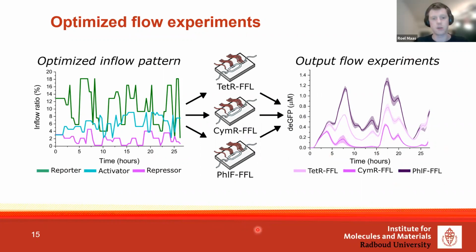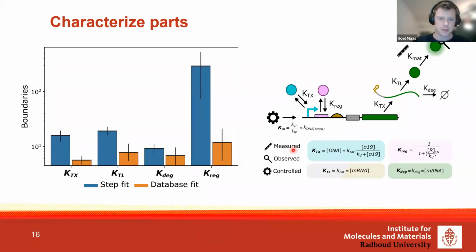And again, of course, when you put in a chaotic input pattern, you get out a chaotic output. So at first it looks very chaotic, and what can you make out of this? But when we try to fit all the parameters to this, and then compare it to the parameter estimates we got out, so just from the step experiments, we see huge improvements in the distribution.